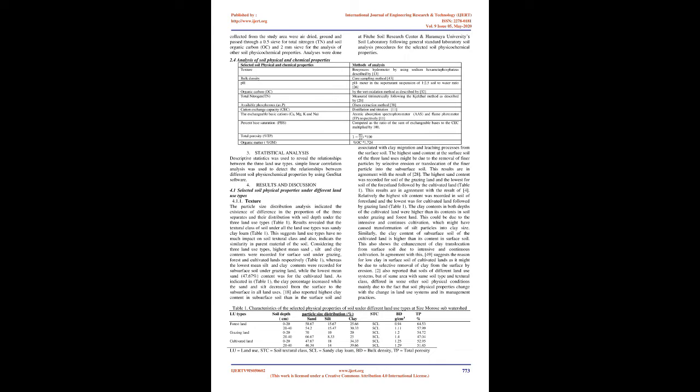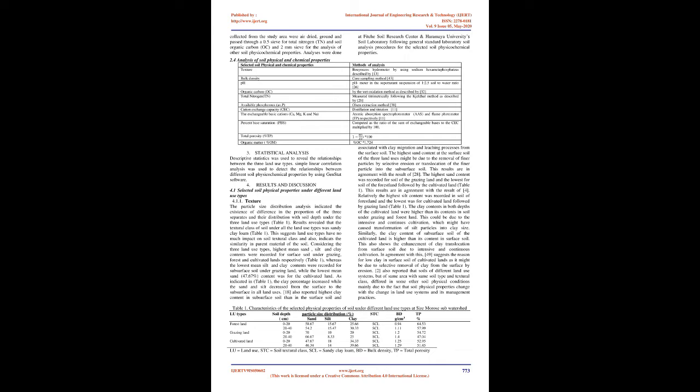2.4 Analysis of soil physical and chemical properties. Selected soil properties and methods of analysis. Texture: Bouyoucos hydrometer method using sodium hexametaphosphate, as described by 13. Bulk density: core sampling method, 43. pH: pH meter in the supernatant suspension of a 1:2.5 soil to water ratio, 26. Organic carbon, OC: by the wet oxidation method as described by 52. Total nitrogen, TN: measured titrimetrically following the Kjeldahl method as described by 26.